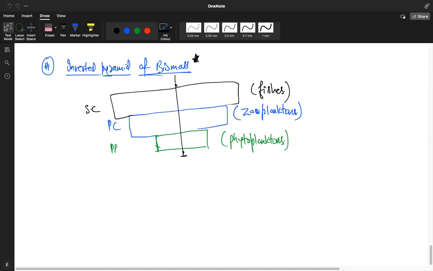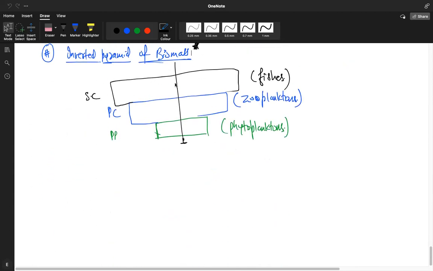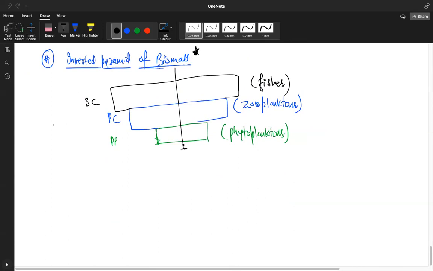Okay. Is that clear, people? Yes, sir. Okay, perfect. So that's about the ecological pyramids. And from ecological pyramids, now let me talk about ecological succession.